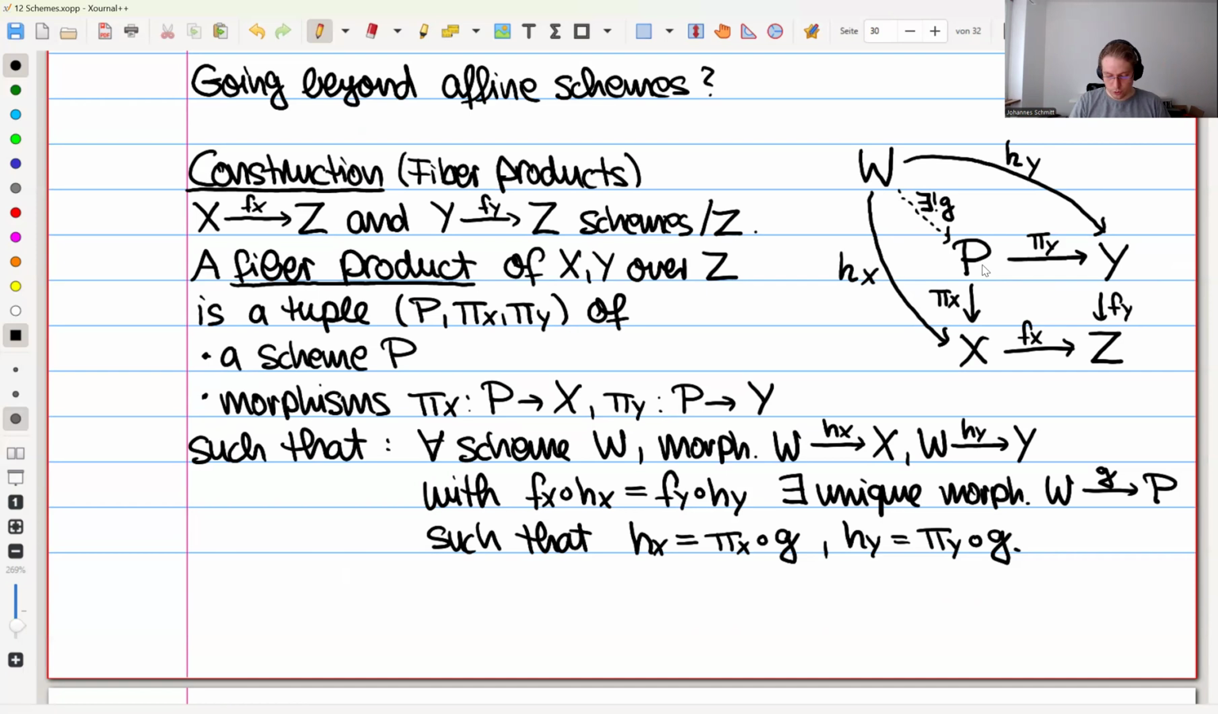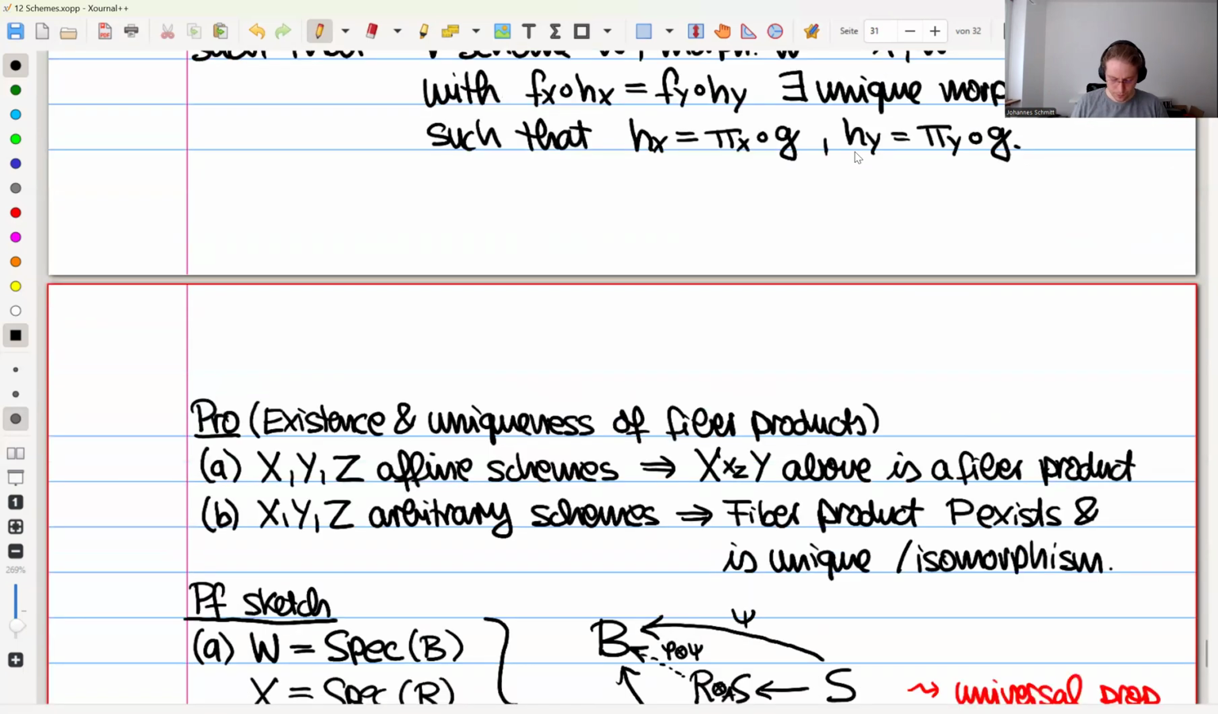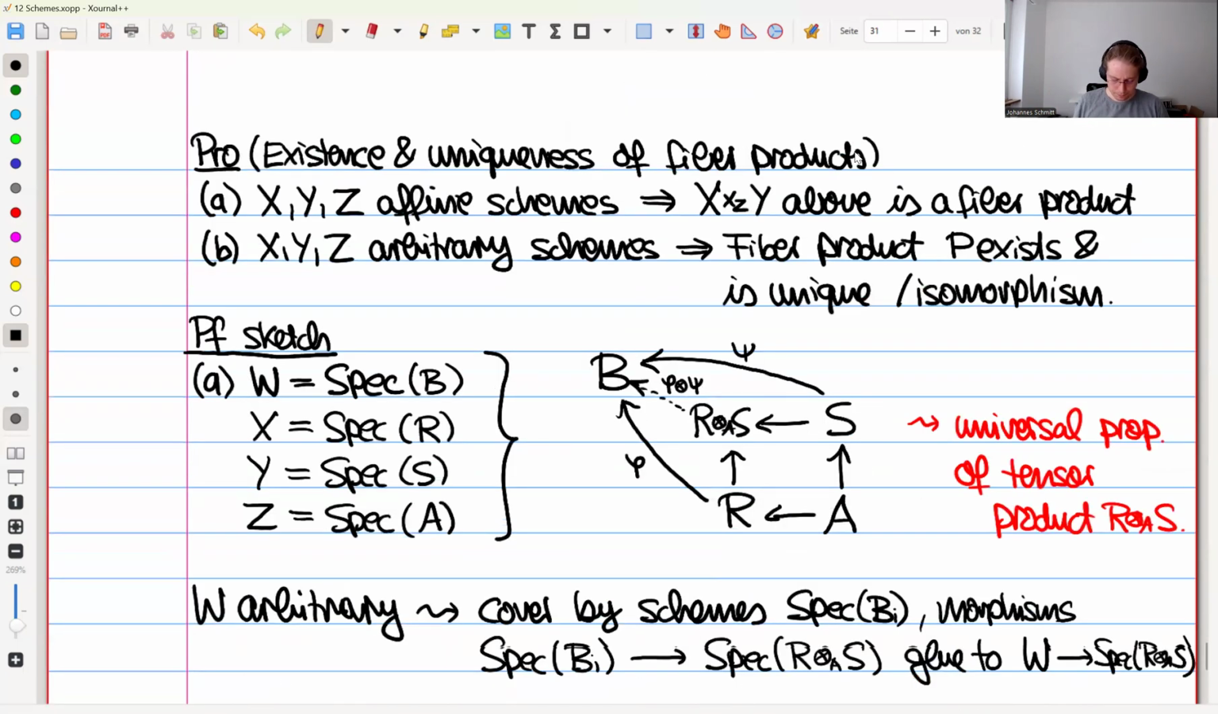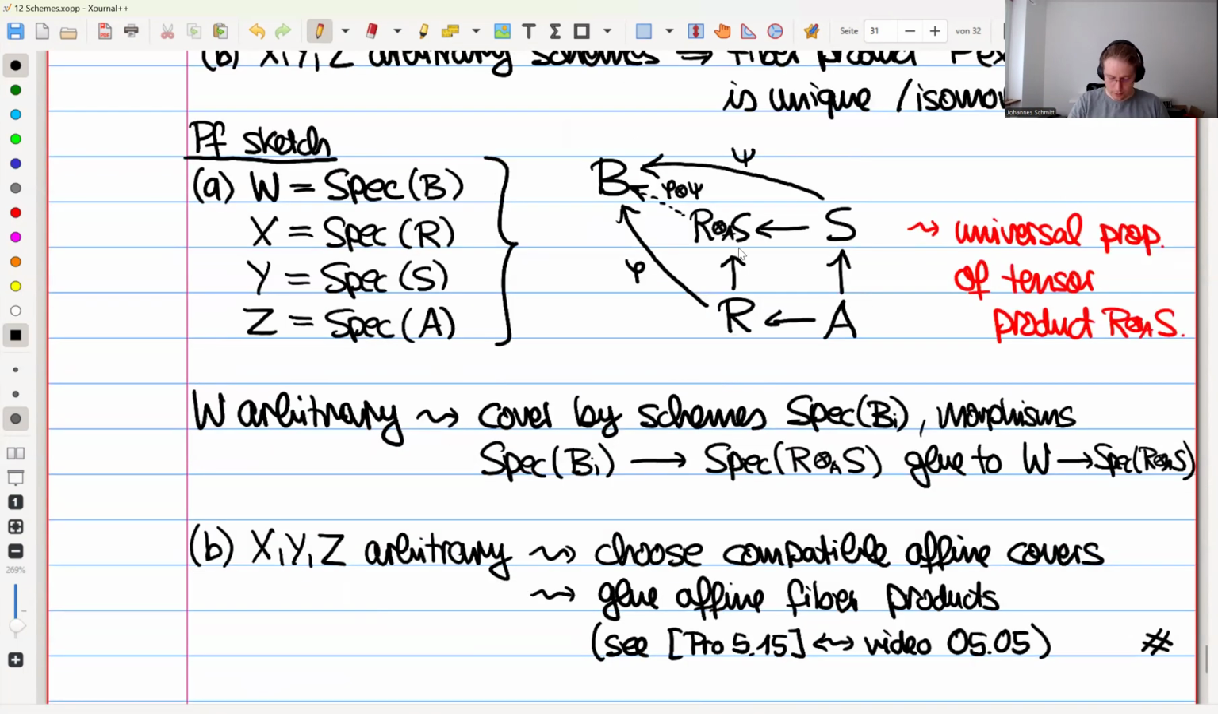And then you just have to show that this thing which you constructed has this property here. And again, if you then have W mapping here and here, you get compatible affine covers on W, and then everything must glue. So you glue these affine fiber products, you get a candidate for this product, and then you just check that this has the correct property.